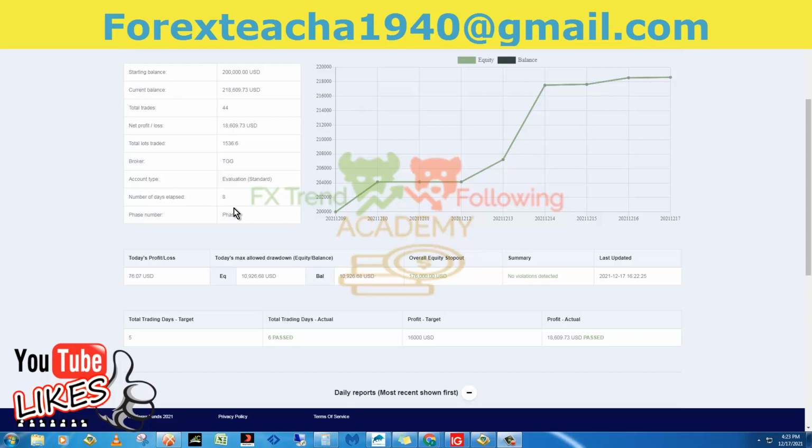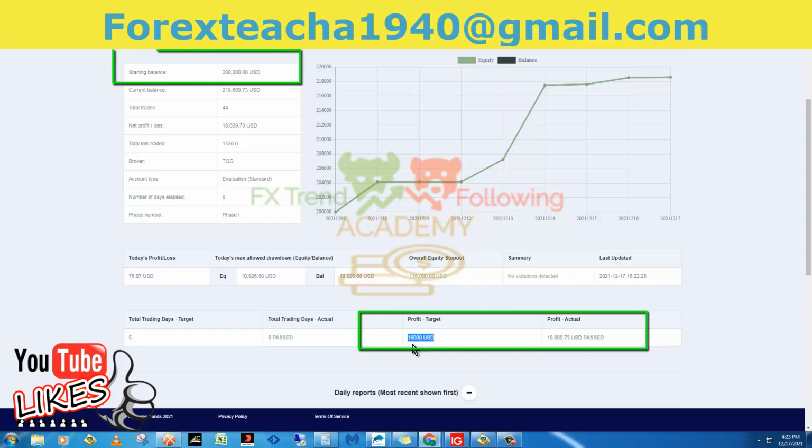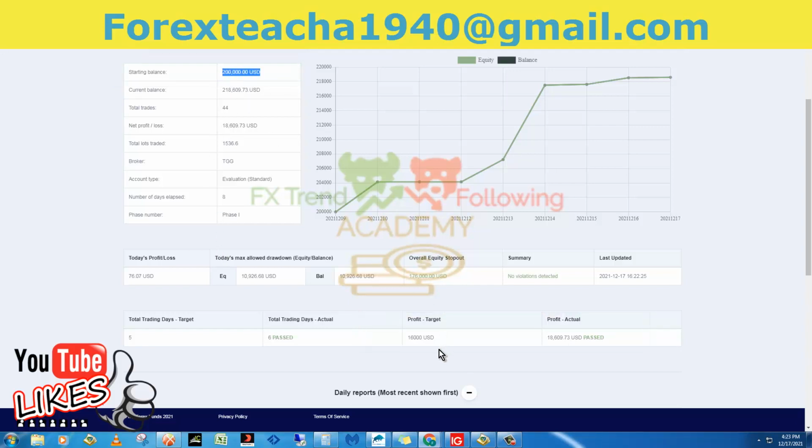This is the same strategy that I'm going to show you how to pass these challenges. Normally with a funded account, you need to pass the challenge. You can see right here I was supposed to make 8%, which, as this was a 200,000 account, means the 8% is going to be 16,000, and I passed this within 3 days.